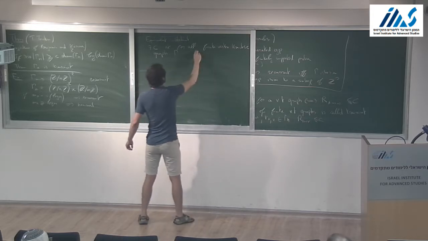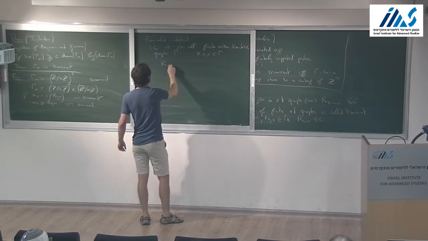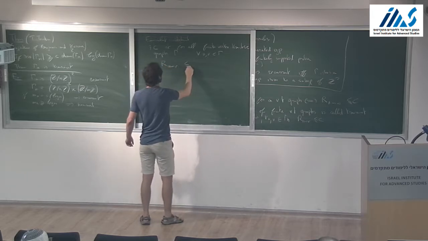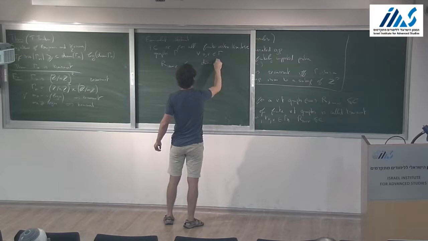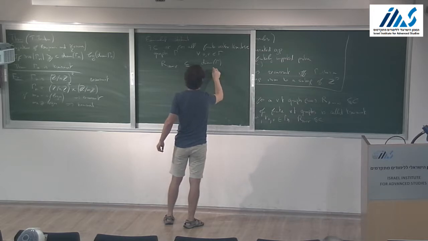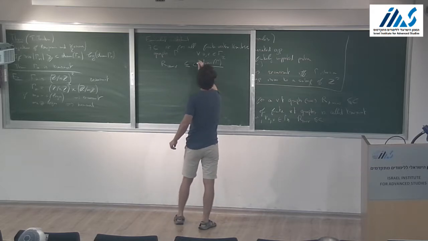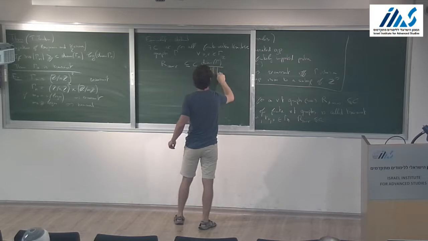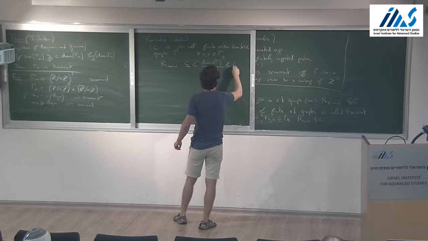Gamma, for all u and v in gamma, the resistance is less or equal than, and I hope I'm going to do it right, the diameter of gamma square divided by log, divided by gamma times log of the diameter of gamma.